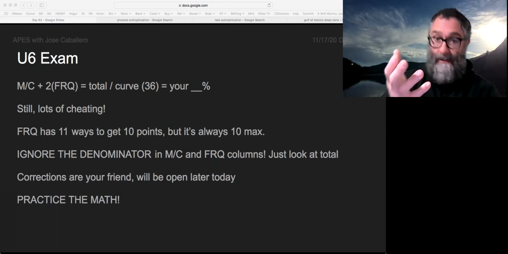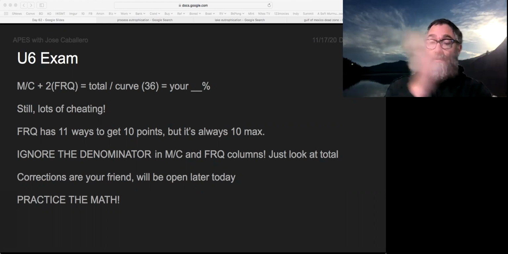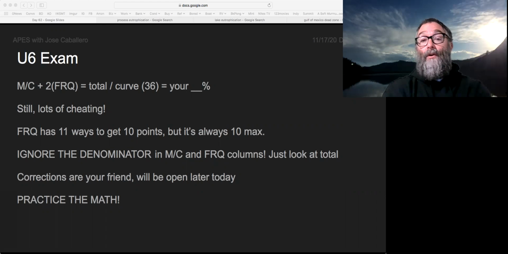So a few kids did exceptionally well, way over this curve. But anyway, the curve was 36. That's how you get your percentage on this exam.